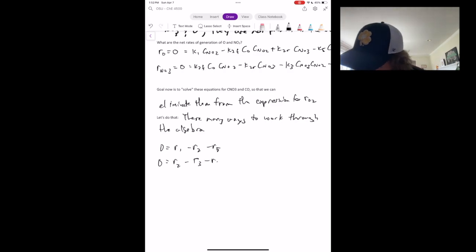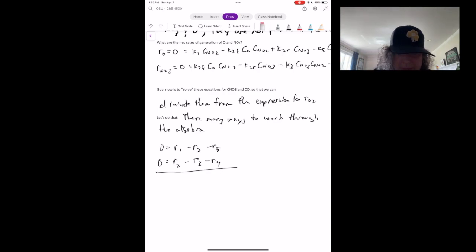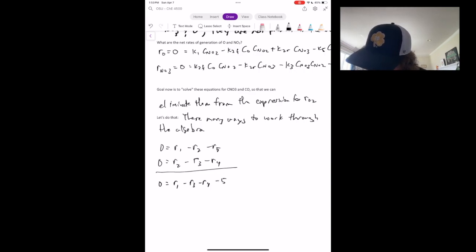One thing I'm going to do is sum these 2, and that's because if I do that, I get rid of the expressions related to reaction 2. So that gives me something a little bit simpler to work with. So now I can go ahead and write that out.